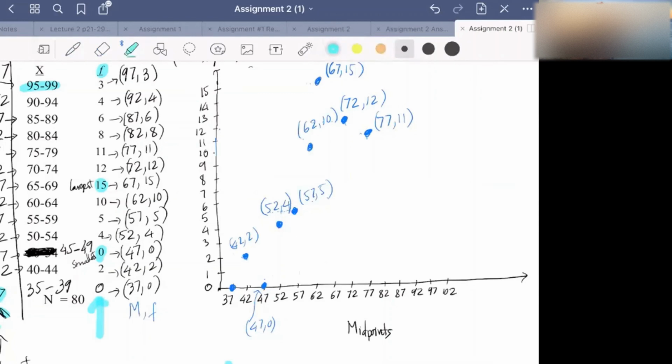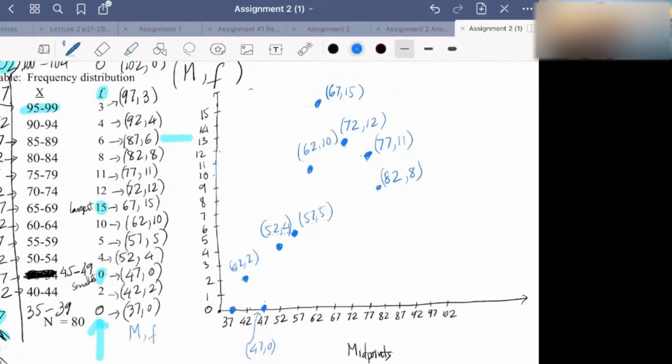The next point is 82, 8. 82 is here, and 8 is here. And here is the point 82, 8. All right, the next one is 87, 6. 87 is here, and 6 is here. So if you move to the right and you move up, this is the point 87, 6.